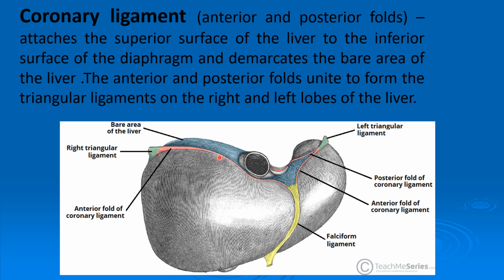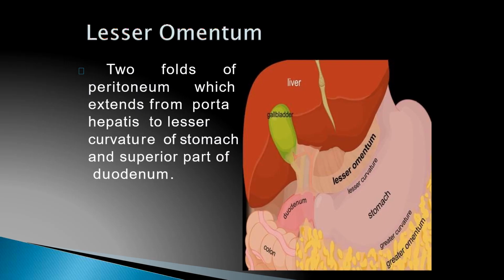This pink colored one is the coronary ligament. It has a posterior fold and an anterior fold. The anterior and posterior folds join together and form the triangular ligament. This is the triangular ligament on the left side. Similarly, the one on the right side is the right triangular ligament. This is the anterior fold, and similarly one comes from the posterior side and joins to form the right triangular ligament, another important ligament of the liver.